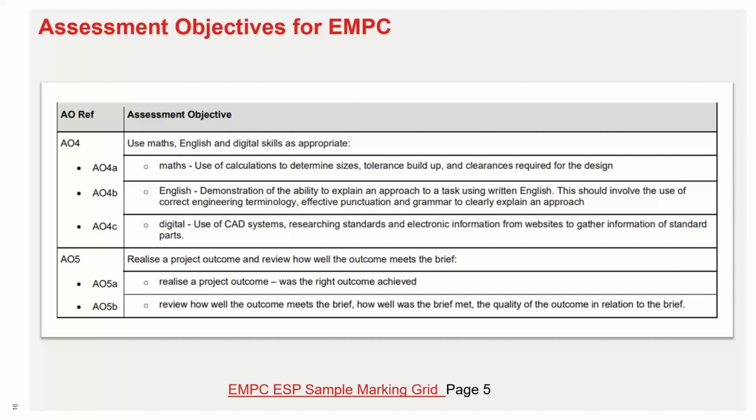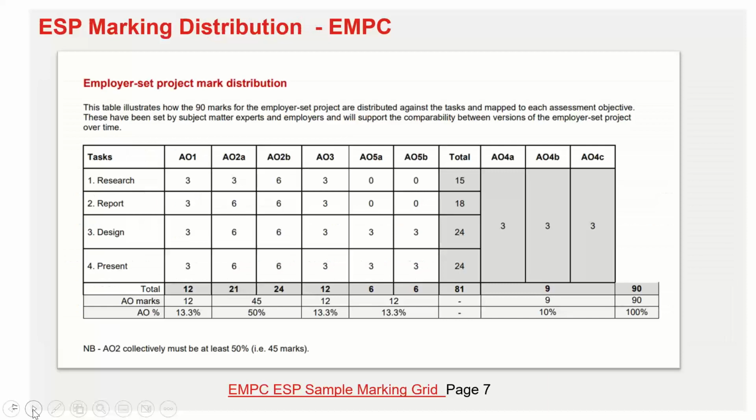AO5 is about a review and realising a project outcome. Marks will be given for, did they, AO5A, realise a project outcome? In other words, was the right outcome achieved? And then AO5B, they have to review how well the outcome meets the brief. What was the quality of the outcome in relation to the brief? So that's really broken those assessment objectives down further for you.